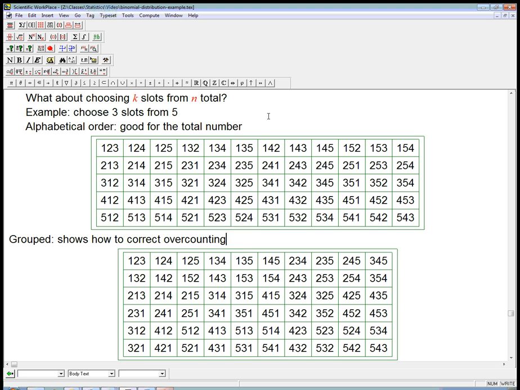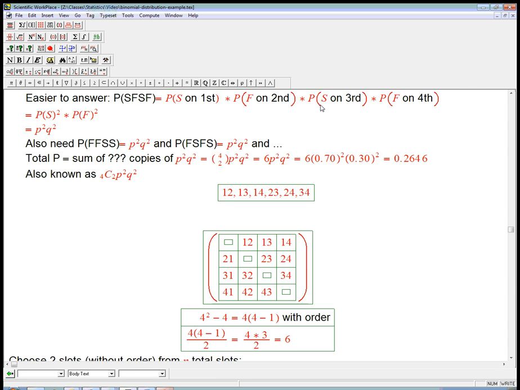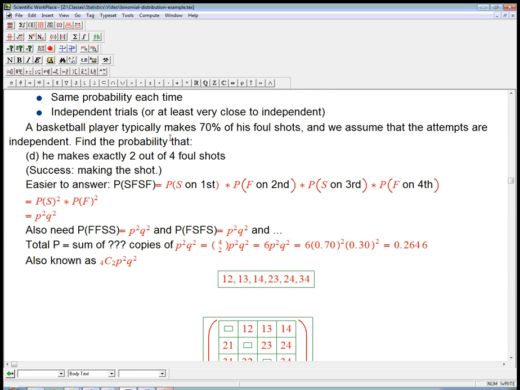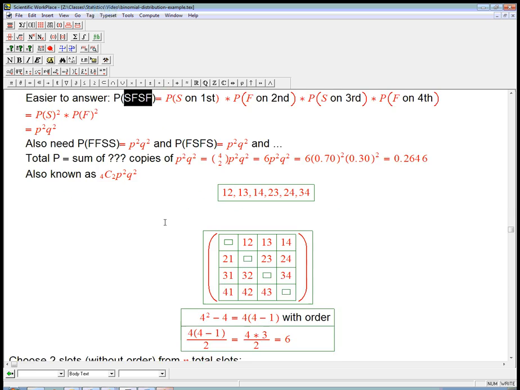All right, I want to figure out how to choose k slots from n total. We're continuing this problem of the basketball player. With the 2 out of 4 foul shots, what we did was we figured out that we needed to solve a little counting problem. How many ways can we fill in 2 slots with S's and the rest with F's in 4 foul shots?